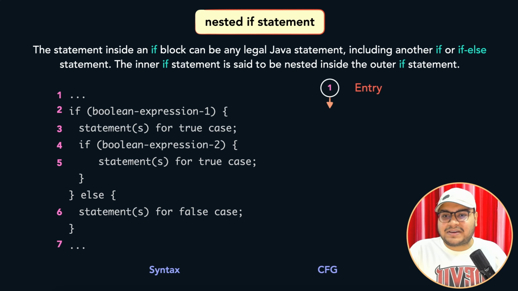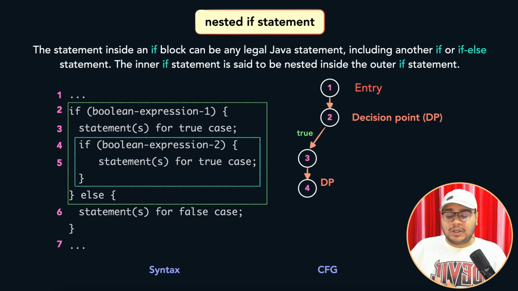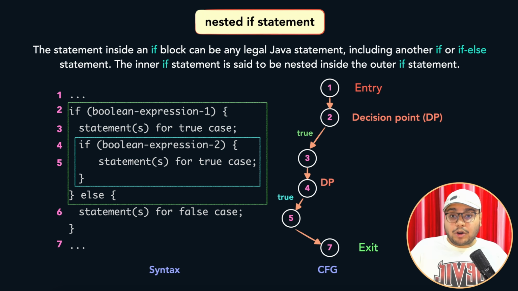To understand this with a CFG, we begin from node 1, and reach the first decision point at node 2. Node 2 deals with everything inside the green box. If node 2 evaluates to true, the program executes node 3 and reaches node 4, the inner decision point inside the blue box. If node 4 evaluates to true, the program follows through to node 5, completes the inner blue box, exits the green box, and finally terminates at node 7. However, if node 4 evaluates to false, the program skips the blue blocks entirely and goes straight away to node 7 to exit.